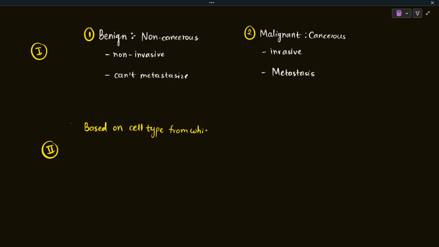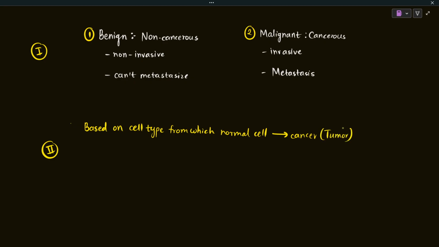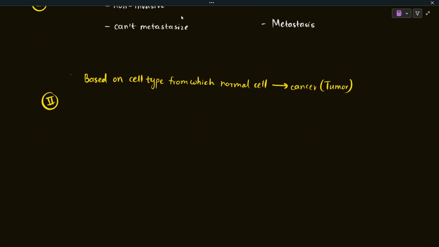from which the normal cell is going to be the cancerous cell, or let's say the tumor cell. So based on which cell type is converting to the tumor cell, we categorize them as follows. If the cell is the epithelial cell, so epithelial cells are the cells which form the linings in our body, such cancer is known as carcinoma.